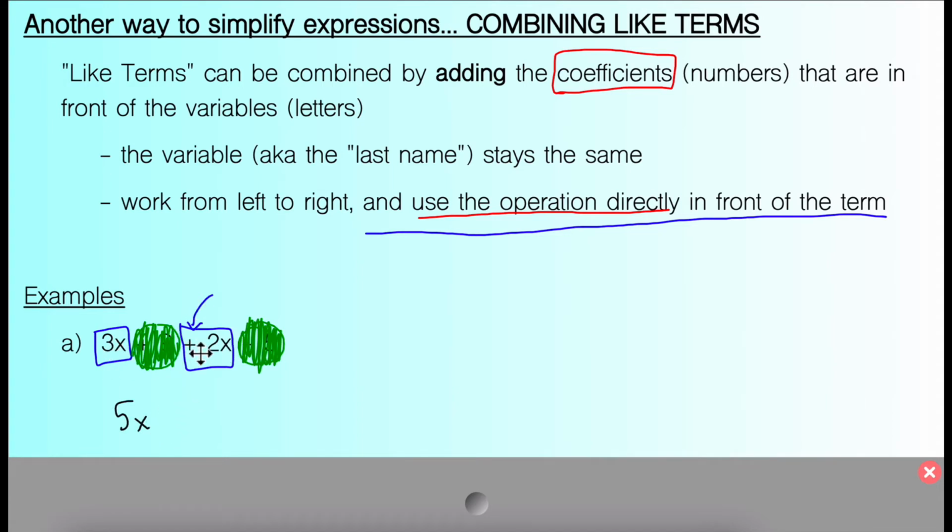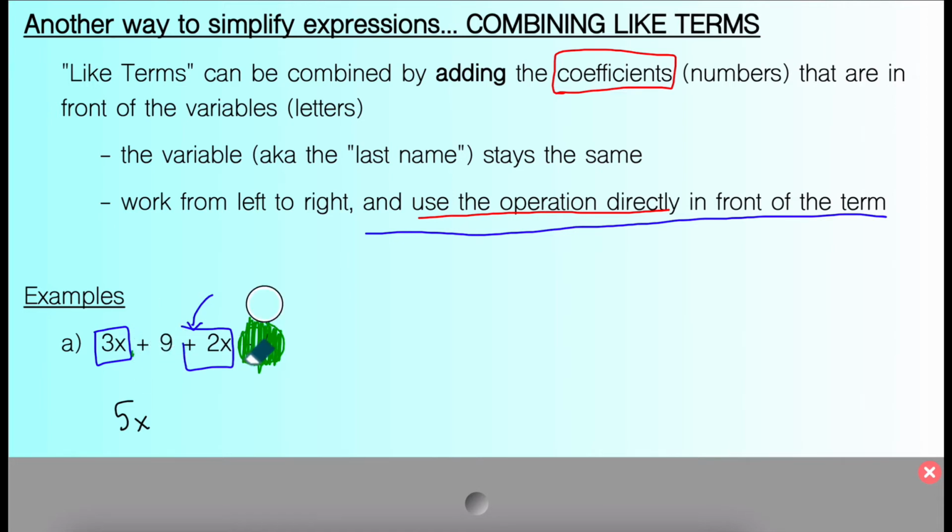If that was a minus sign and I had put a box around a subtraction sign instead of an addition sign, then I would be doing 3x minus 2x, which is 1x. And we will look at an example that has that. Actually, the other terms in this expression have some subtraction.